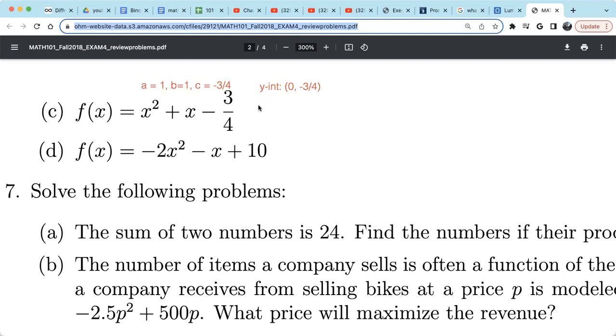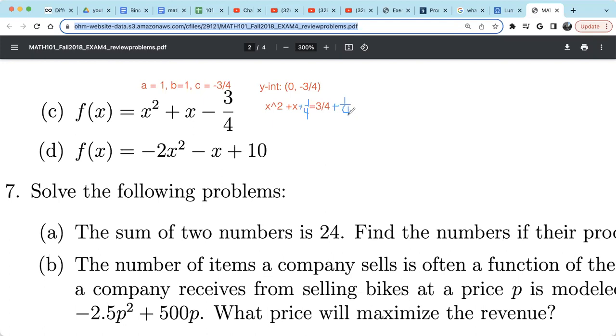And let's find the x-intercept. The x-intercept again is x squared plus x minus 3/4 equals 0. I'm going to move -3/4 to the other side, so I get x squared plus x equals 3/4. I'm going to leave some space. Now, what's the number before x, which is 1? 1 divided by 2 is half. So I'm going to add half squared, which is a quarter, on both sides: a quarter on the left-hand side and a quarter on the right-hand side.